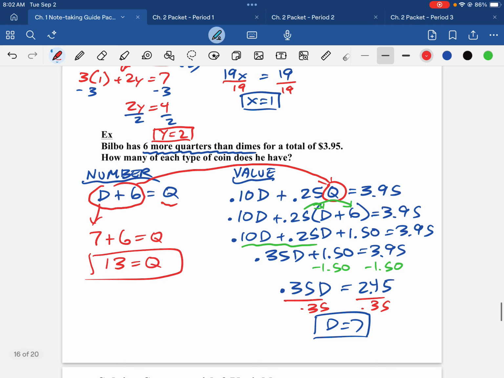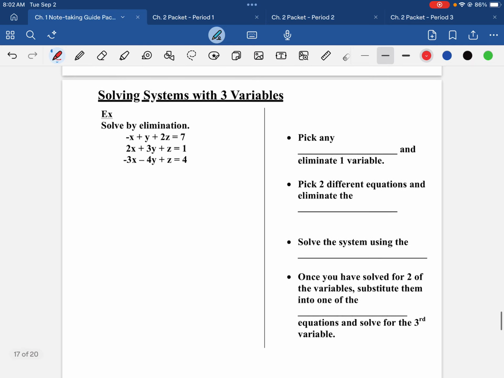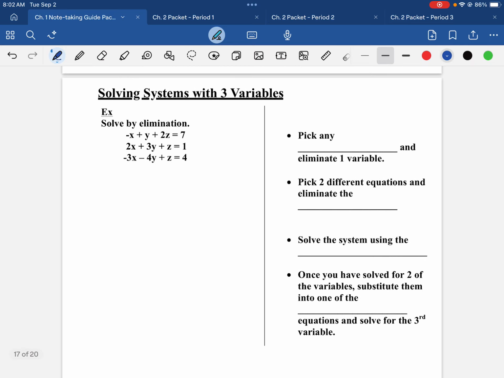All right, and now we get to the good stuff, solving systems with 3 variables. We've got 3 variables here and 3 equations. You can do this with substitution. I'm going to use elimination.